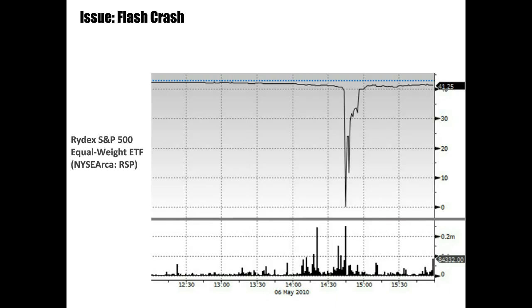This is a chart of a U.S. ETF in 2010 during the so-called flash crash. You can see that this equal-weighted S&P 500 ETF traded happily along at 41 before crashing all the way to 0 and then rebounding. If you had been in a mutual fund on this day, the flash crash didn't happen to you. A lot of the benefits you get from ETFs, a lot of the reasons they're cheaper and more tax efficient is because they're traded on exchange.